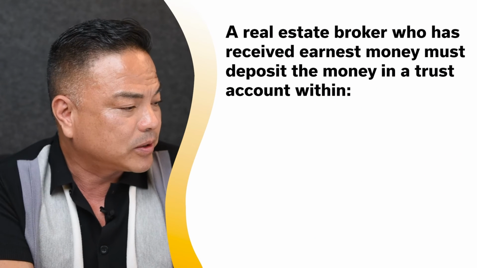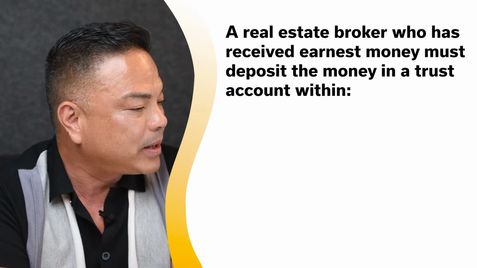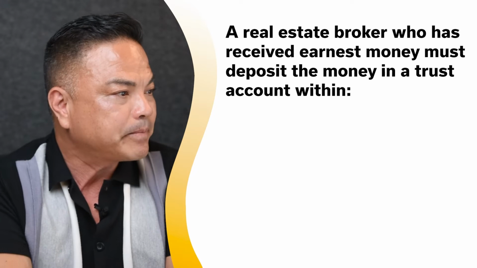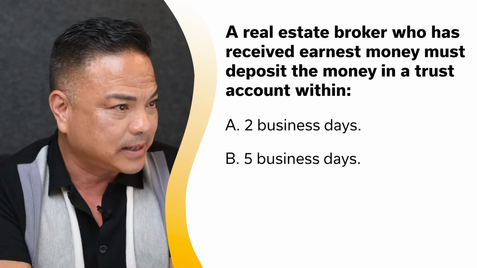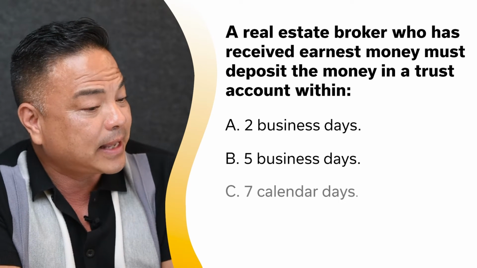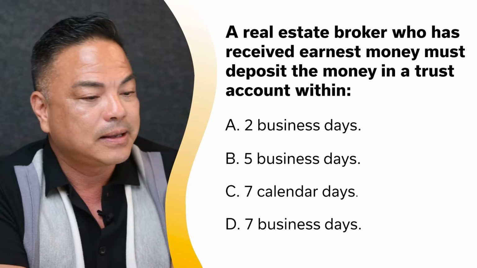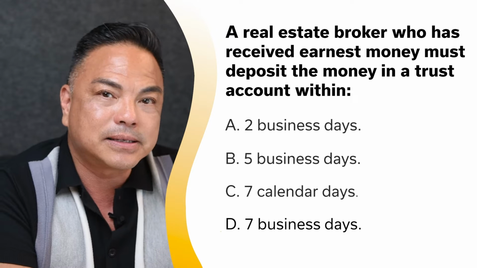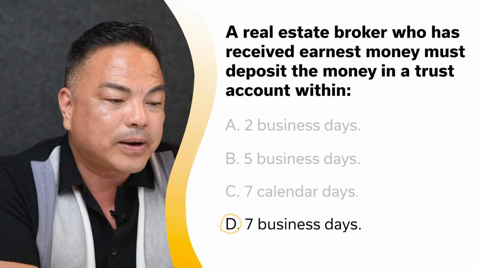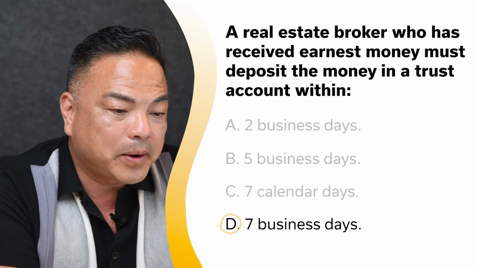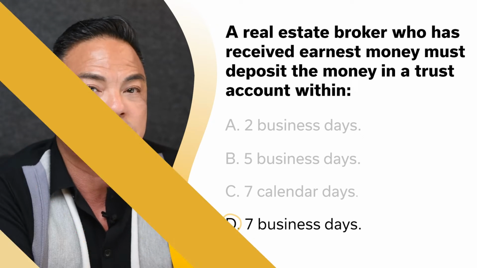A real estate broker who has received earnest money must deposit the money in a trust account within A, 2 business days, B, 5 business days, C, 7 calendar days, D, 7 business days. And the answer is D as in dog, 7 business days. A broker has 7 business days from the date of receipt within which to place earnest money into a trust account.